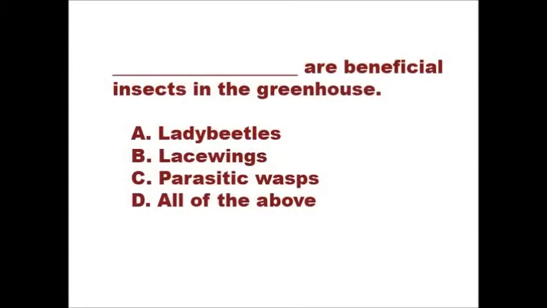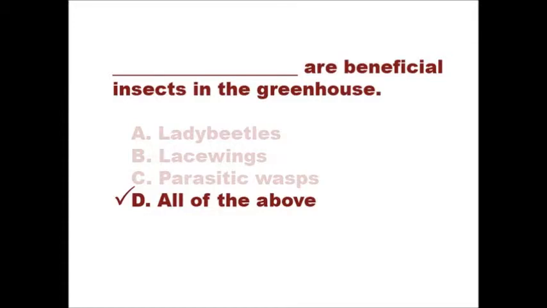Blank are beneficial insects in the greenhouse. A. Lady beetles, B. Lacewings, C. Parasitic wasps, or D. All of the above. If you selected D. All of the above, then you answered correctly.